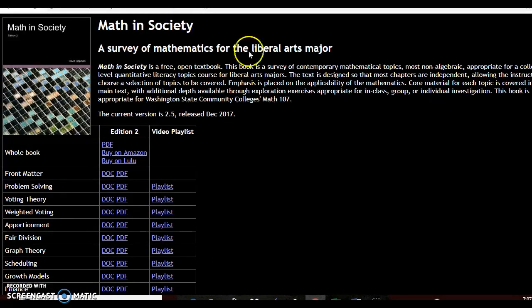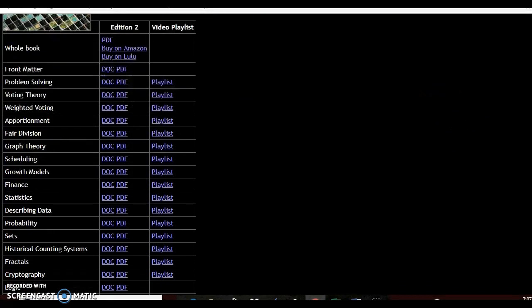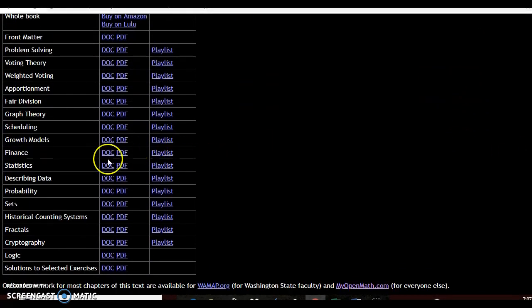It's an open education resource, and this section is the finance section. So if you click on the document, the PDF, or the playlist, it gives you a little bit more information. There's also solutions to some of the selected exercises. Just make sure that they actually line up to the ones that we are looking at.